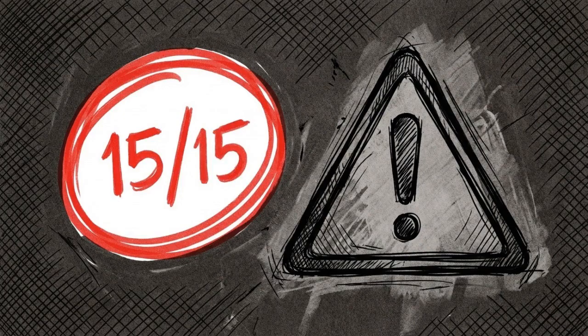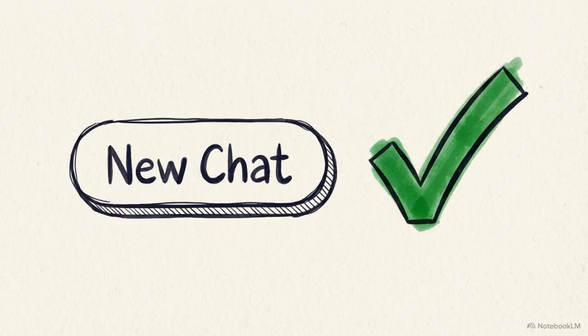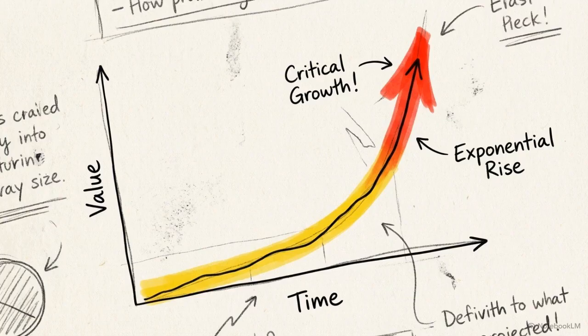You need to enforce a hard stop. Every 15 to 20 messages, wrap up your current thought. Then move to the top left and click the new chat button. Long chats are expensive chats. Ruthlessly starting fresh resets the board and completely eliminates the exponential token tax.